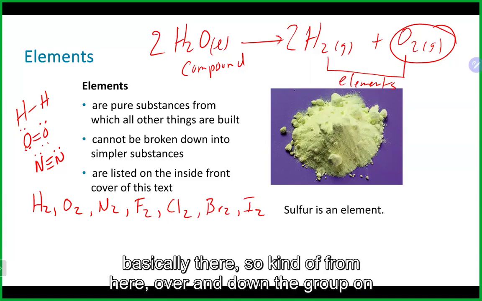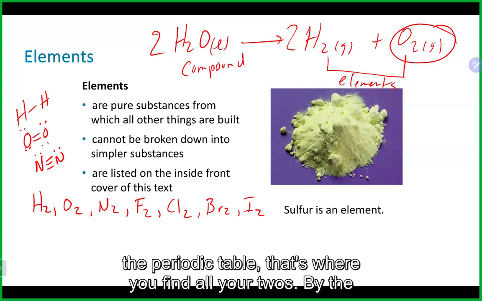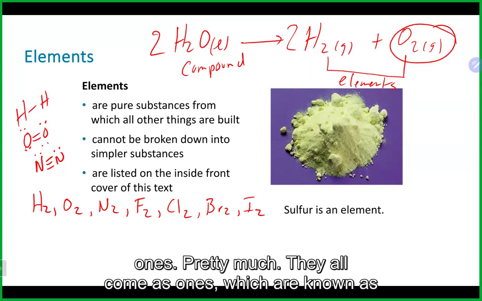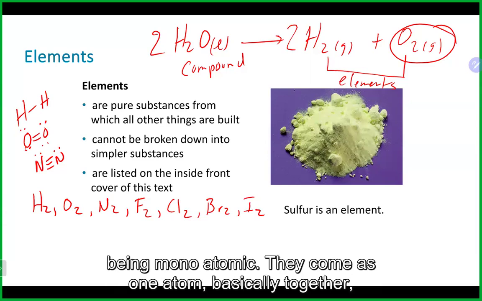So from here over and down the group on the periodic table, that's where you find all your 2s. By the way, pretty much everybody else on the periodic table comes as 1s. So they all come as 1s, which are known as being monoatomic. They come as 1 atom basically together.